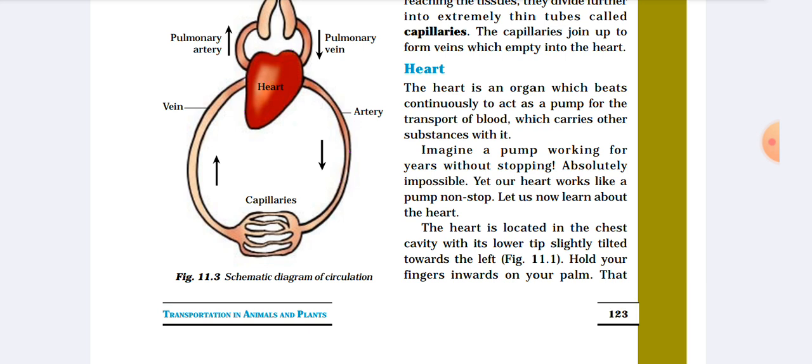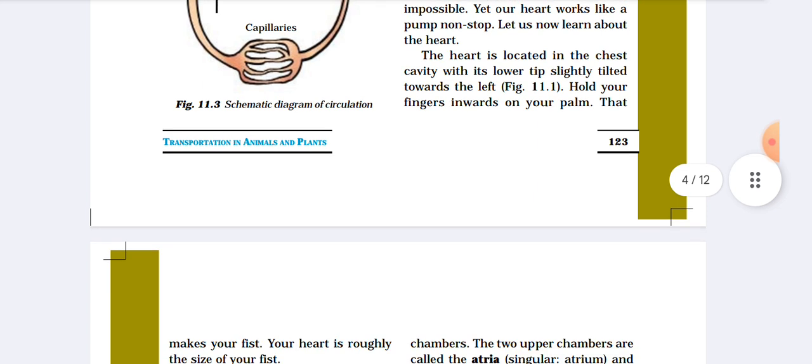Now, the heart is located in the chest cavity with its lower tip slightly tilted towards the left. Now you understand why we read in the chapter on respiration in organisms that the left lung is smaller than the right lung. This is because the left lung has to give place to the heart.